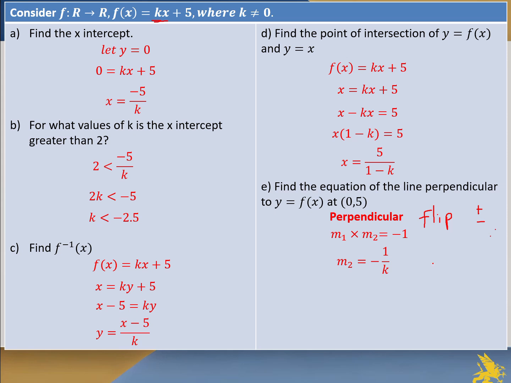The next thing we are going to look at is the formula that we're using, which is y take away y1 is equal to m in brackets x take away x1. So we know our x value, we know our y value, and we know our m, so we're just plugging in those values. Next we just need to simplify. Well, we know x take away 0 is just x, so it's really x times negative 1 over k, and we're adding the 5 to both sides.